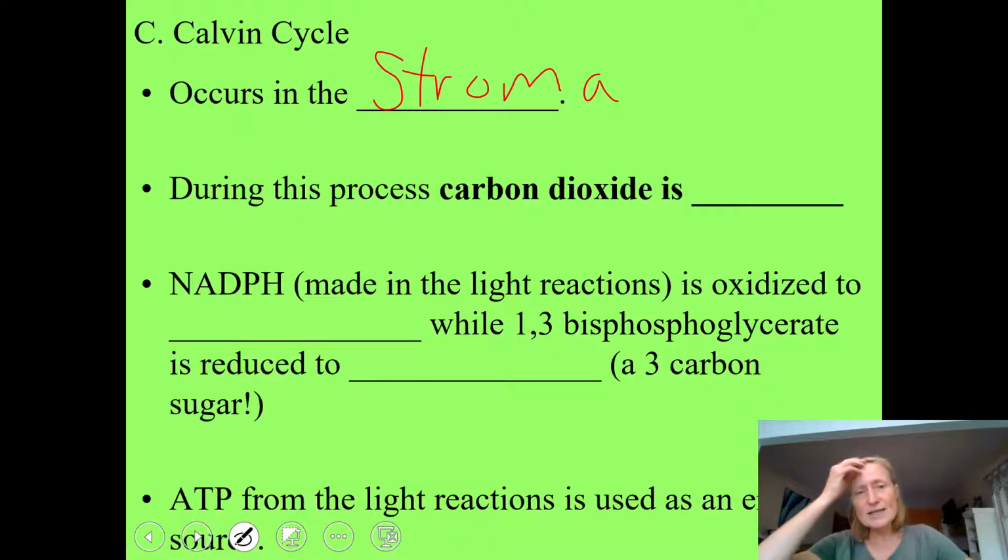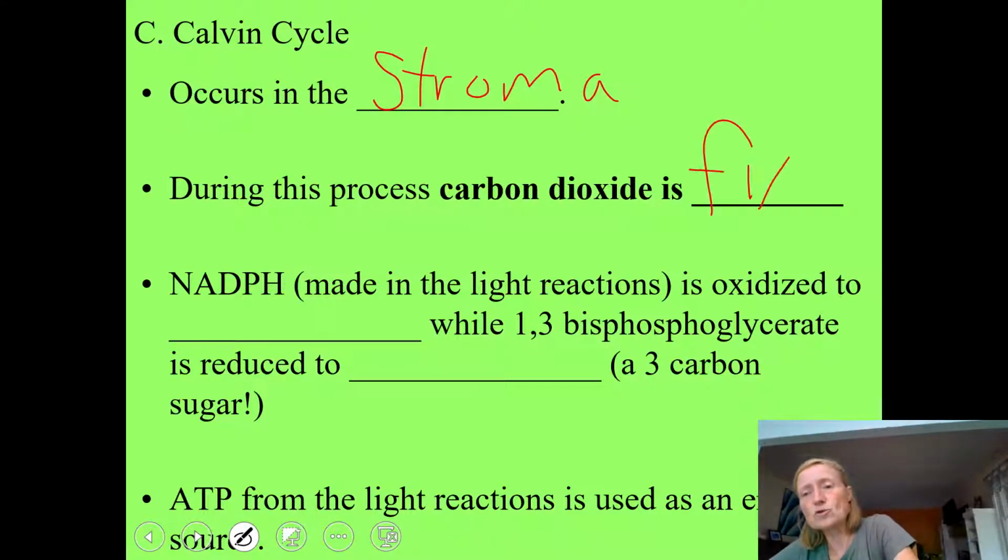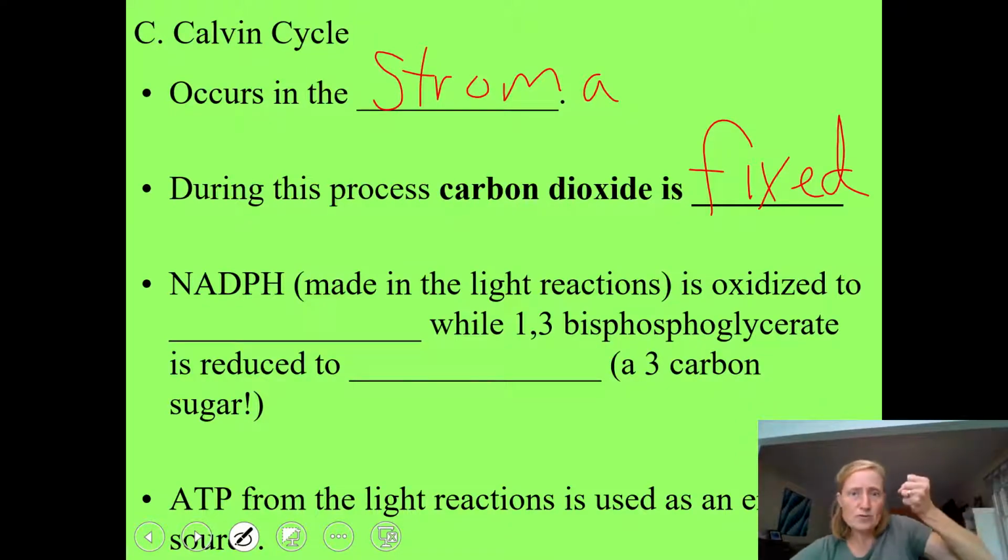thylakoids. During this process, carbon dioxide is, and we're just going to use the word fixed here. Carbon dioxide is grabbed from the environment and put onto an organic molecule. We say carbon dioxide is fixed. During this process, we use the NADPH that was made in the light reactions.